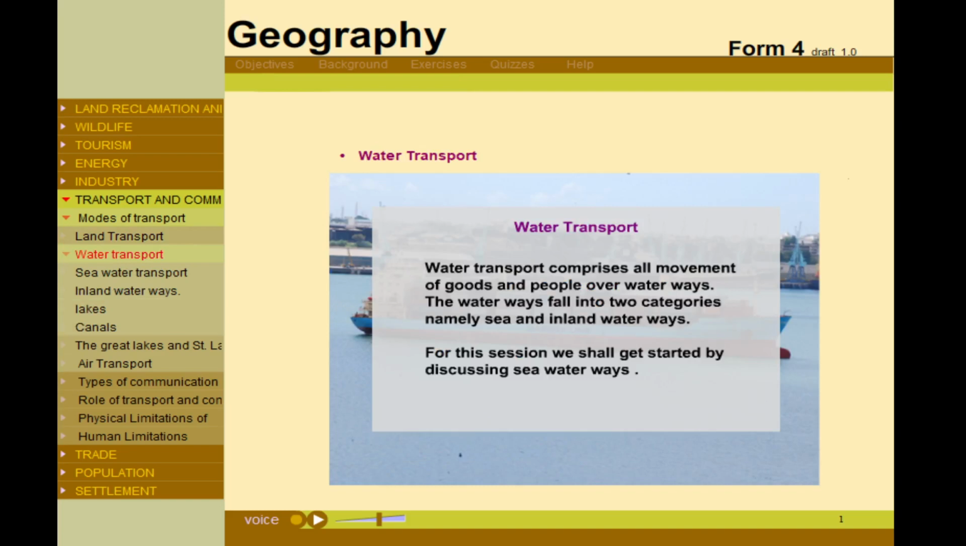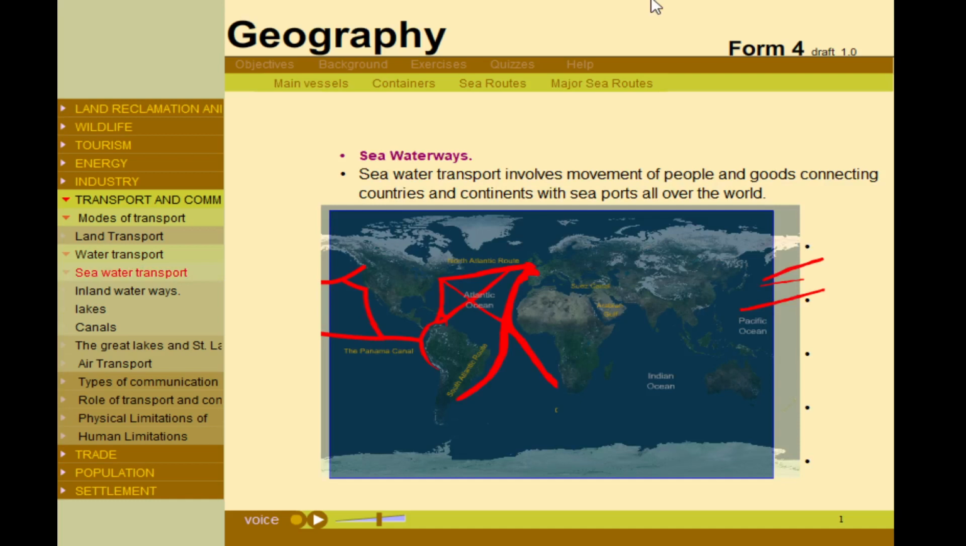Sea waterways. Sea water transport involves movement of people and goods connecting countries and continents with seaports all over the world. The main vessels used in sea transport include liners and tramps. Liners are ships which operate along fixed routes on fixed time schedules and have a fixed rate of freight charges.